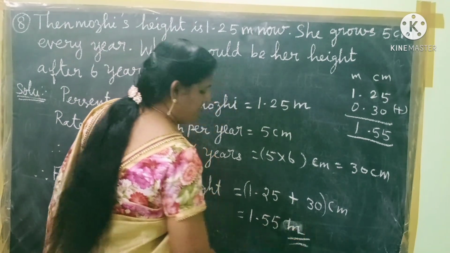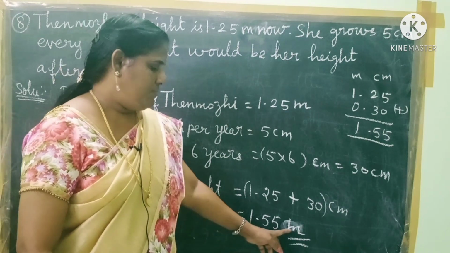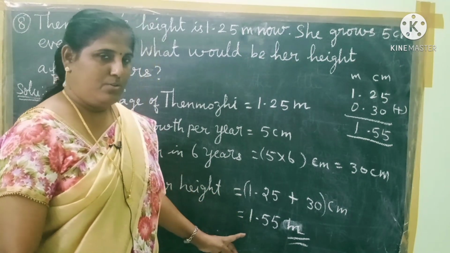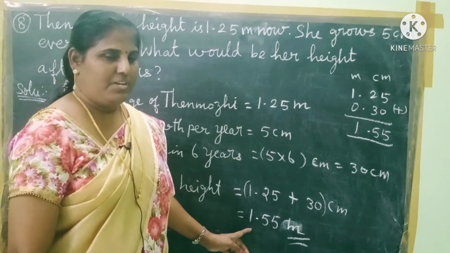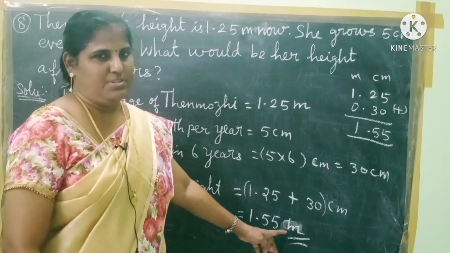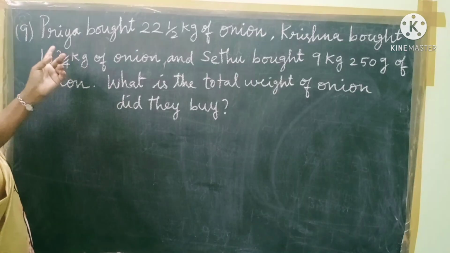55 meter. Because here meter is the bigger unit, so you should put meter. But when you read it, it is 1.55: 1 meter, 5 centimeter, 55 centimeter. That's the answer. Okay. Let's see the next one.